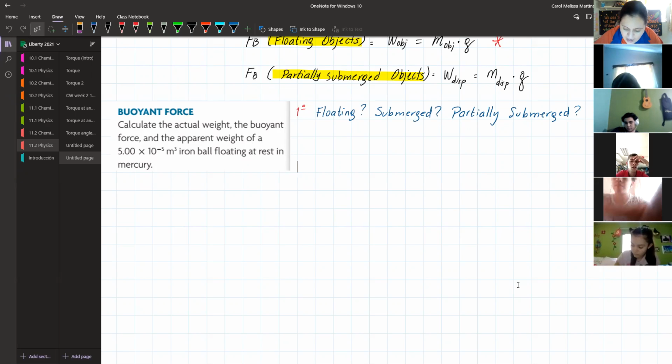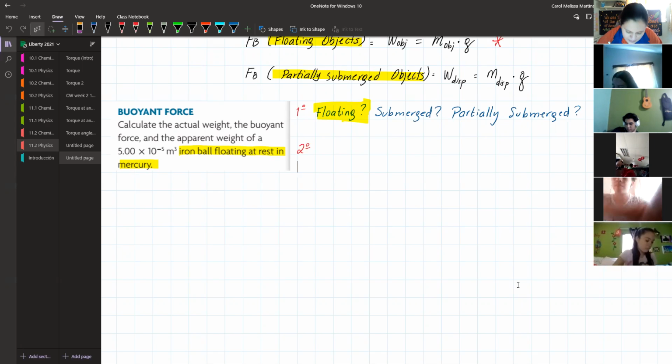It is floating. How do I know that? Because the problem tells me. It says that the iron ball is floating at rest in mercury. That is the information of the problem that tells me about the type of equation that I'm going to be using. Now, in the second place, we start to do calculations.